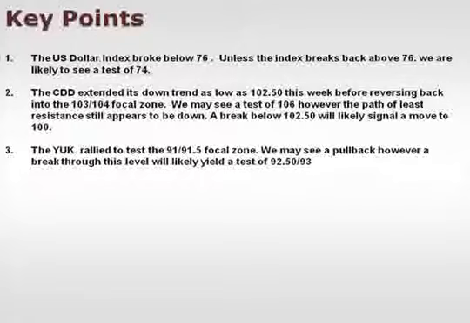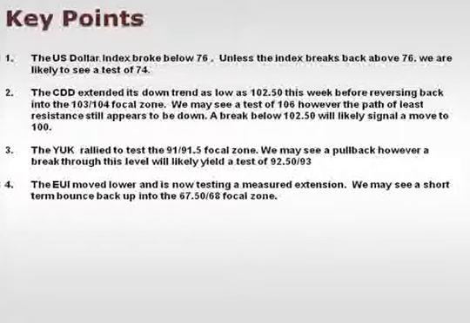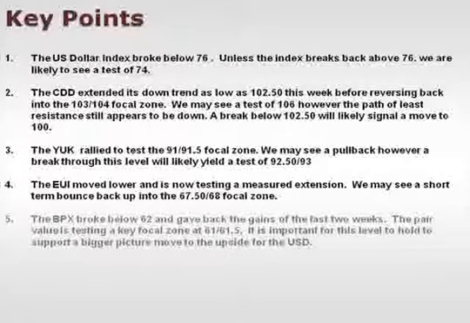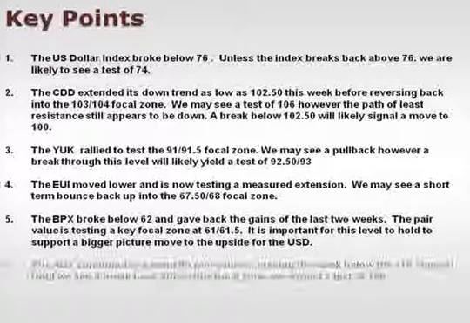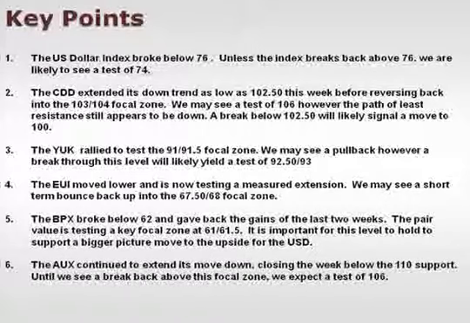The YUK rallied to test 91, 91.5. However, we may see a pullback here, but a break through this level will likely yield a test of 92.5, 93. The EUI moved lower and is now testing a measured extension. We may see a short-term bounce back up into the 67.5, 68 focal zone. The BPX broke below 62 and gave back the gains of the last 2 weeks. The pair value is now testing a key focal zone at 61, 61 and a half. It is important for this level to hold to support a bigger picture move to the upside for the US dollar. The AUX continued to extend its move to the downside, closing the week below the 110 support. Until we see a break back above this focal zone, we expect a test of 106.